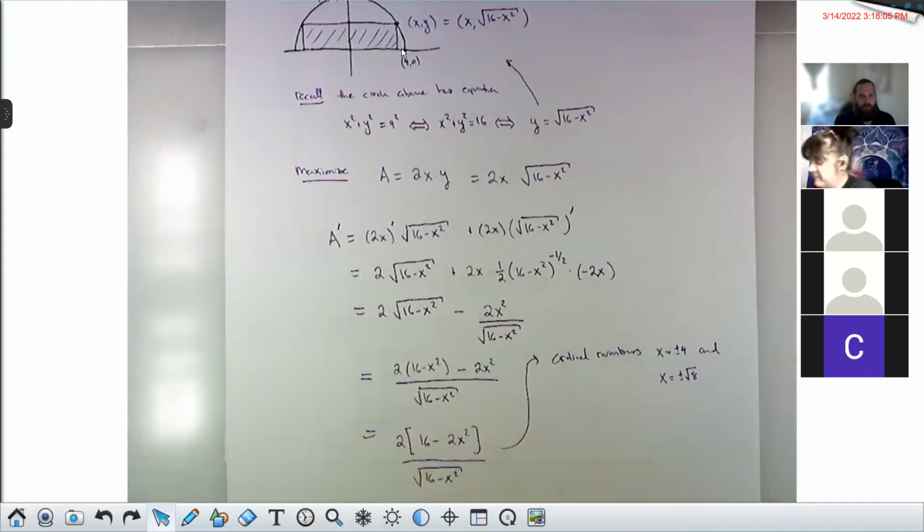So the plus and minus 4, positive 4 is over here, negative 4 is over here. If x is either of those, then the area will be 0, right? Because the height would be 0. So these guys are not of interest to me. The 2 that are of interest to me are these guys.